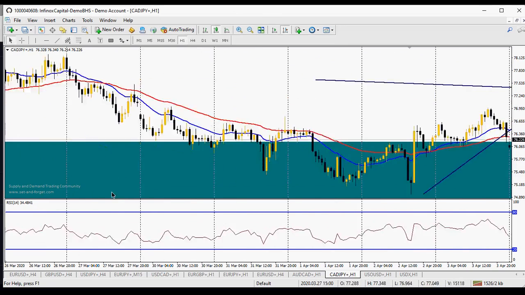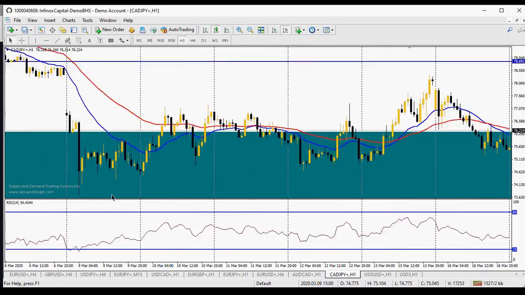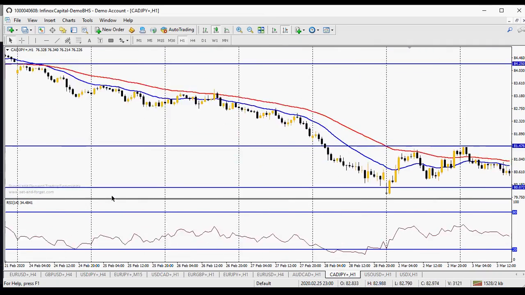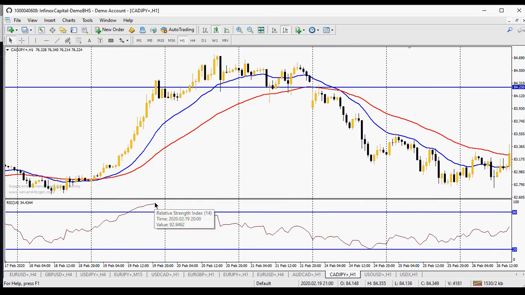Let me see if I can get a point where the RSI went above 80. Okay, right here. They said the market, they bought it too much. So it went above 80 right here. So when the market is overbought, people are looking for selling opportunities. So right here, once the market got to this point, people are already looking to sell this market. But you can see that this market never sold until around this place.